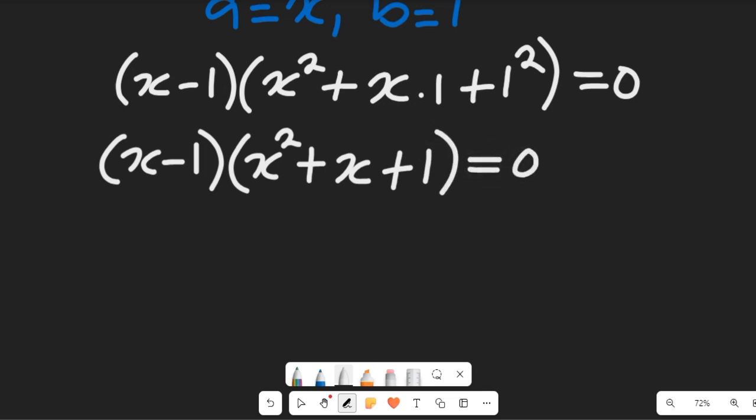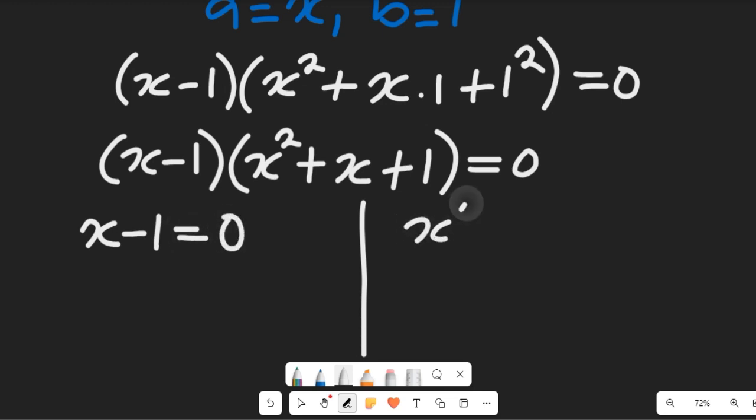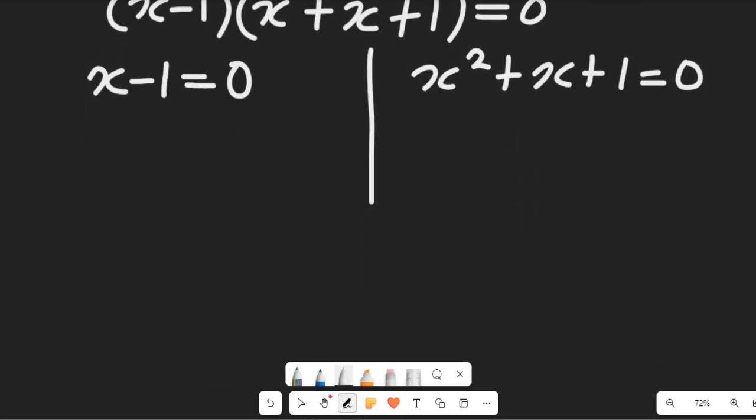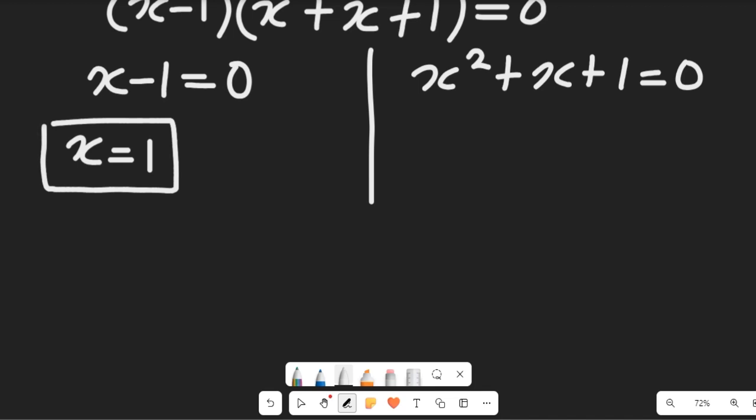Now, recalling the zero product rule, I can simply isolate these two, having my x minus 1 equal to 0. I can equally have my x squared plus x plus 1 equal to 0. Great. So if I simplify the left-hand side, adding 1 to both sides, I can have my x equal to 1 as the first solution to that mathematical expression.